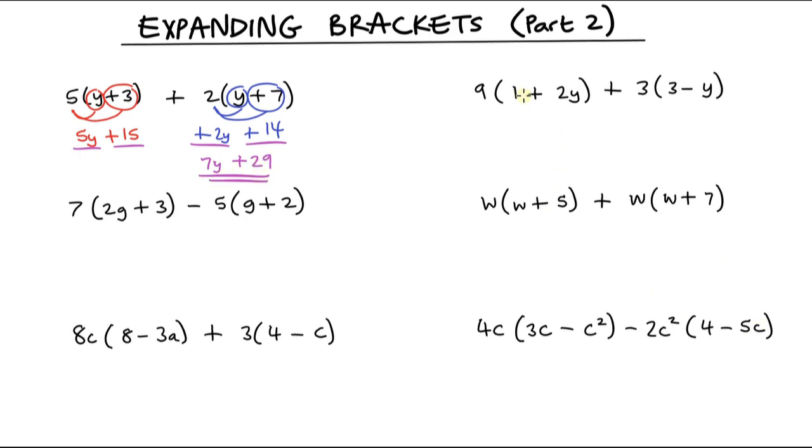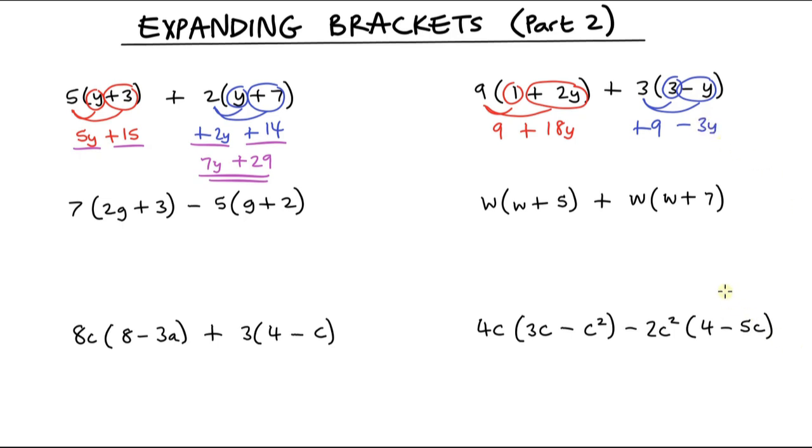Okay, question number 2. So we're going to do 9 multiplied by 1, which is just 9. And then 9 multiplied by positive 2y. So 9 times 2 is 18, so it's plus 18y. Now the second bracket, we're going to do 3 times 3, which is plus 9. And then 3 times negative y is negative 3y.